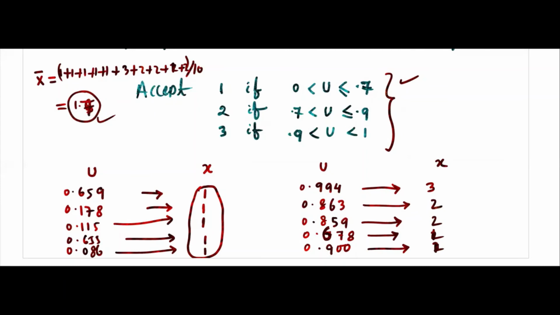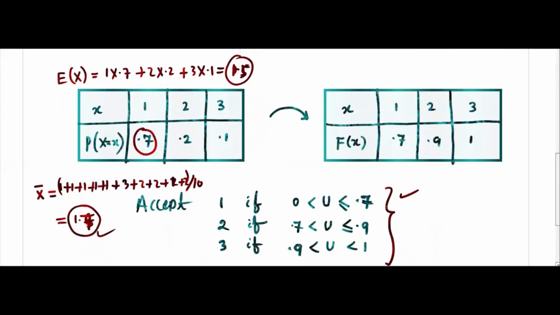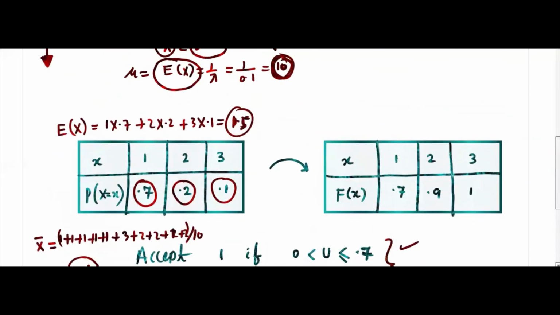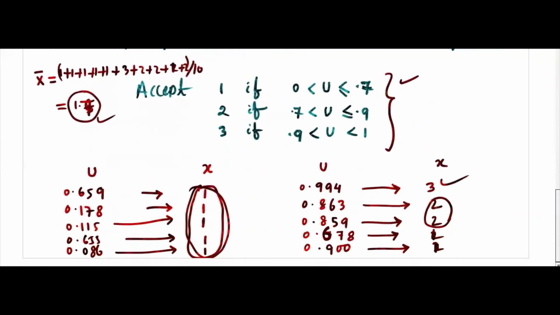I can check once again: 5, 8, 10, 12, 14, 16, I got 1.6. That's fine. I expected 7 ones out of 10, 2 twos, 1 three. I got 1 three, that's fine. I got 2 twos, that's fine. Instead of 7 ones, I got 5, but I got 2 twos. If I get 2 more ones, then exactly whatever way I expected, I will get that way.